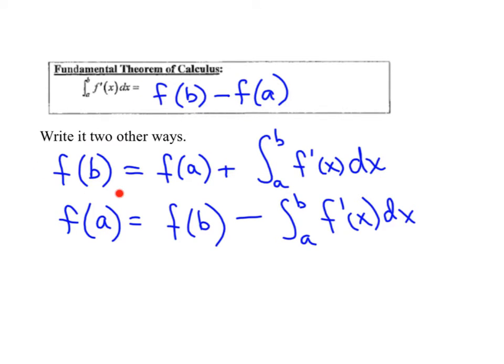So if we want to find F of b, we could just add F of a to the other side, and we would have this. If we're looking for F of a, we could find F of b minus this. So these are just a math problem. It has funky notation, but you could still rewrite them.